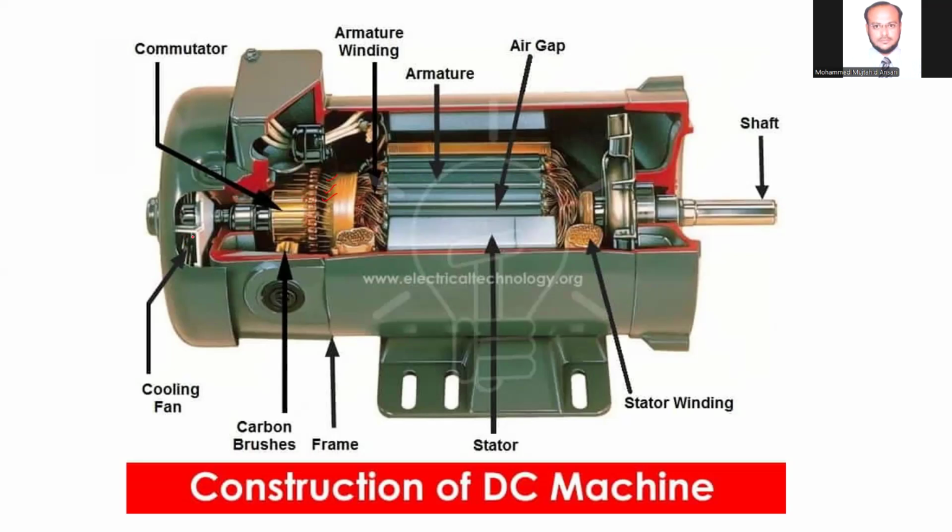Because of continuous operation, the machine produces heat, and to give proper cooling, we can provide a fan at one end of the machine. This is the shaft, again a ball bearing, and this is the stator. The stator is the stationary part of the machine, which carries the field winding, field poles, field shoes, and all these things. So this is the complete cross-sectional view of the DC machine.